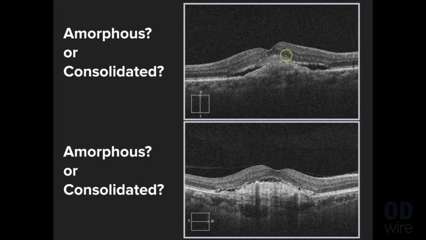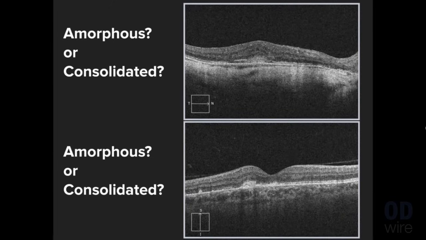Did you find it yet? There is your subretinal hyperreflective material, and this is going to be the amorphous variant on this slide set. Here is your consolidated subretinal hyperreflective material. Let's look at another. Did you find it yet? Do you know which one's which?